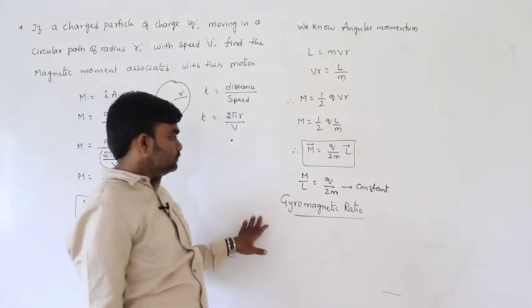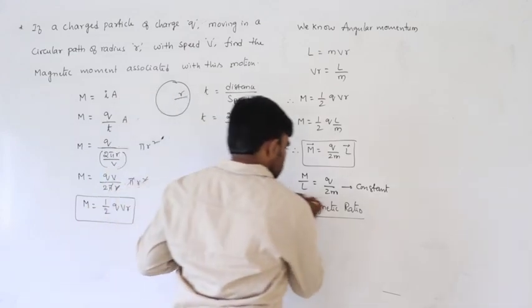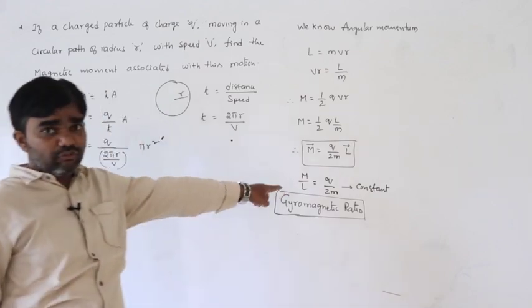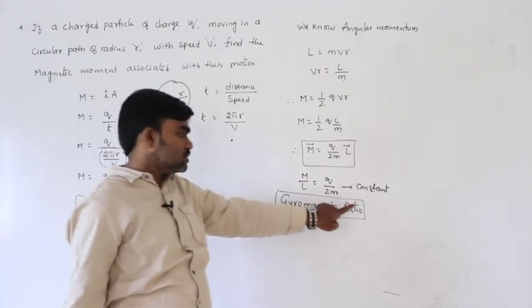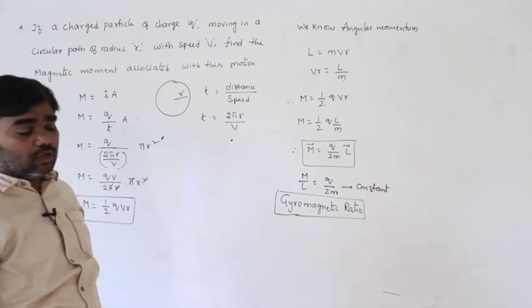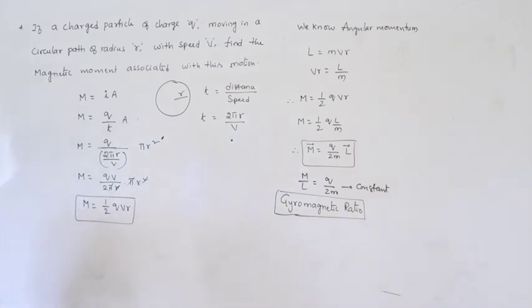So what is this called? The ratio of magnetic moment to angular momentum is called the gyromagnetic ratio. So this is the thing in this.